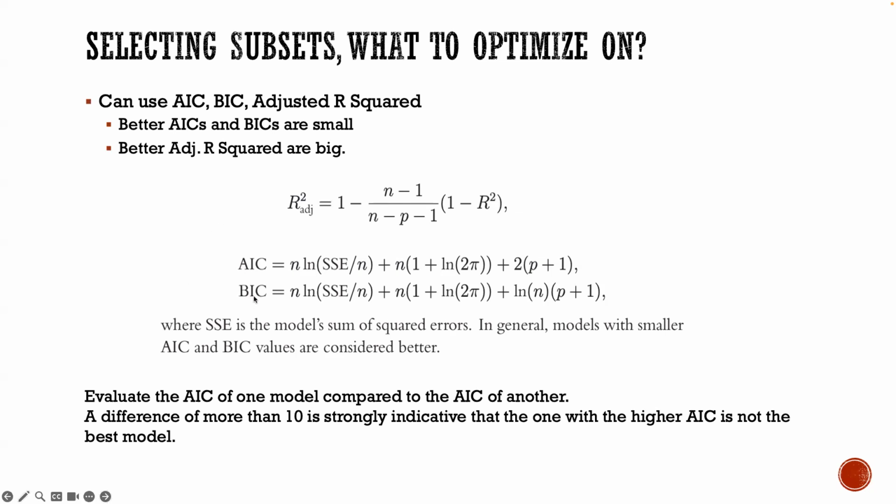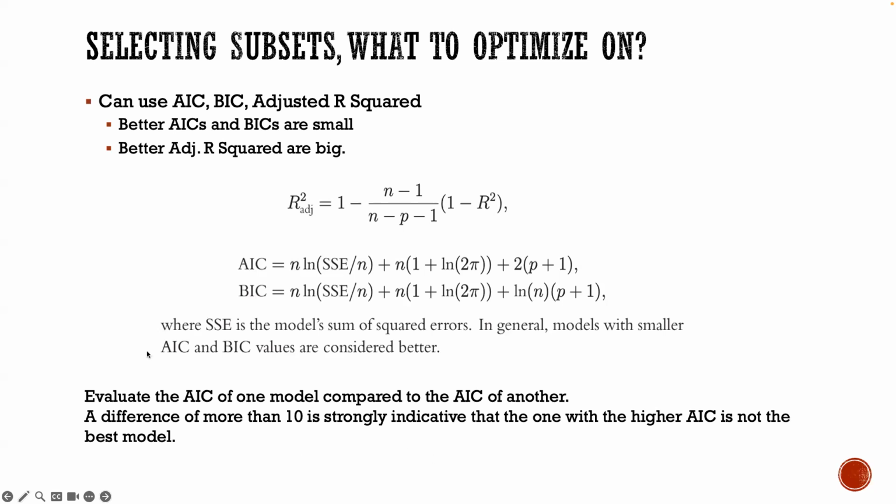AIC and BIC go the other way around. The lower values are better, right? So lower values for AIC and BIC are better. So as the AIC and BIC are continuously going down, we keep on adding predictors. But if it starts to go up, then we stop adding predictors.